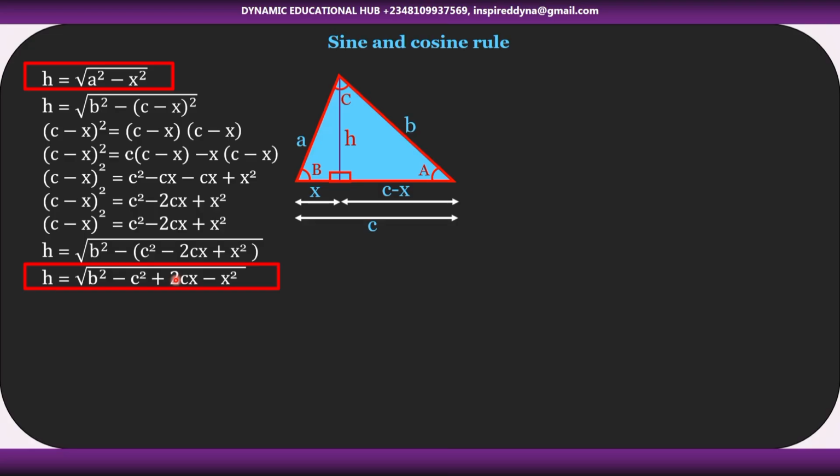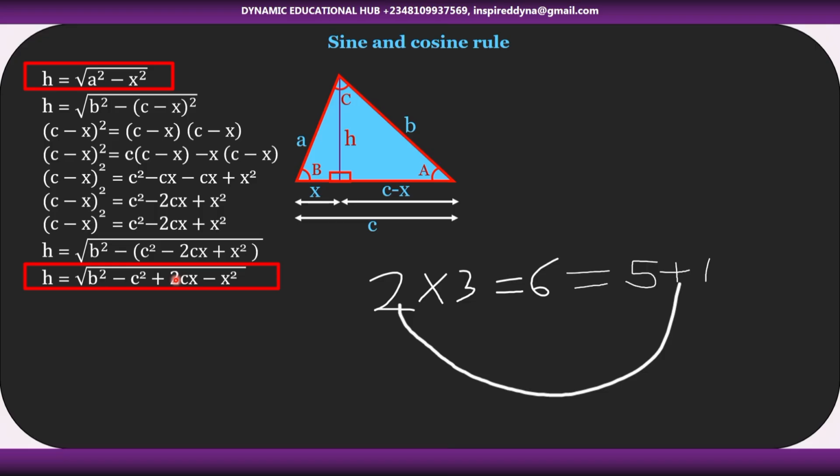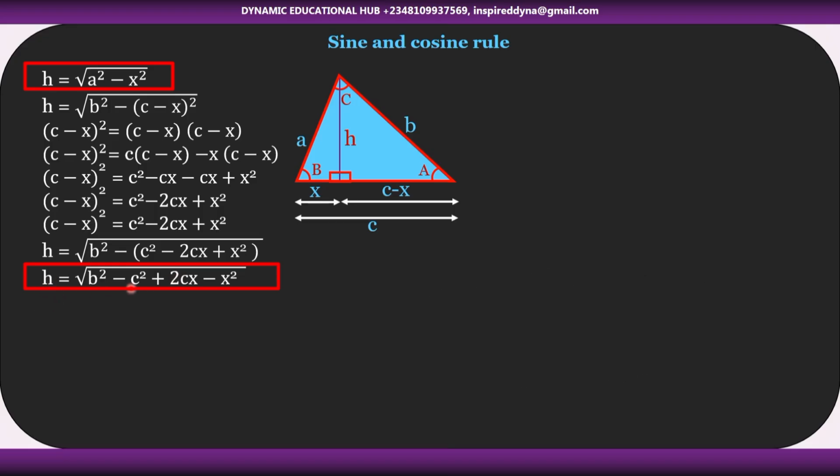Let me use an analogy to explain this. Okay, let's use 2 multiplied by 3 is equal to 6, isn't it? That same 6 is also 5 plus 1. So it means that 5 plus 1 will be equal to what? 2 multiplied by 3. That is what we want to use. So if h is this and h is also this, it implies that this and this must be equal.